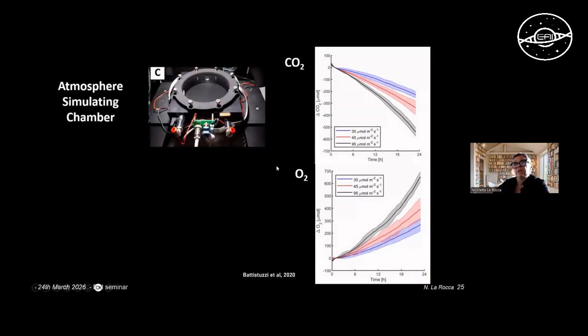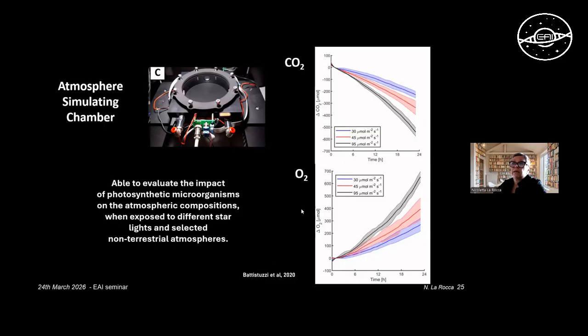The atmosphere simulator chambers that allow us to grow the organisms in a certain atmosphere are also equipped with sensors to detect the changes in CO2 and oxygen level during the experiments, and so allow us to evaluate the impact of photosynthetic microorganisms and organisms on the atmosphere composition when exposed to the different starlight and non-terrestrial atmospheres.